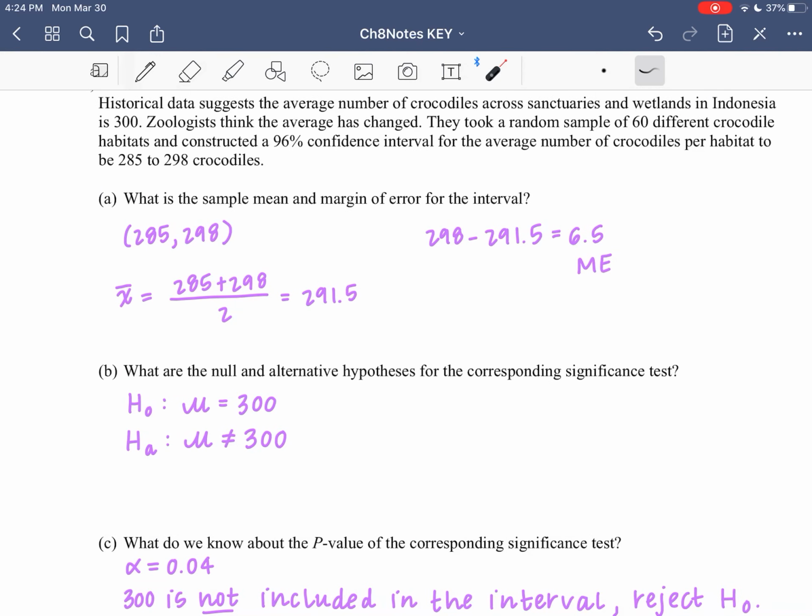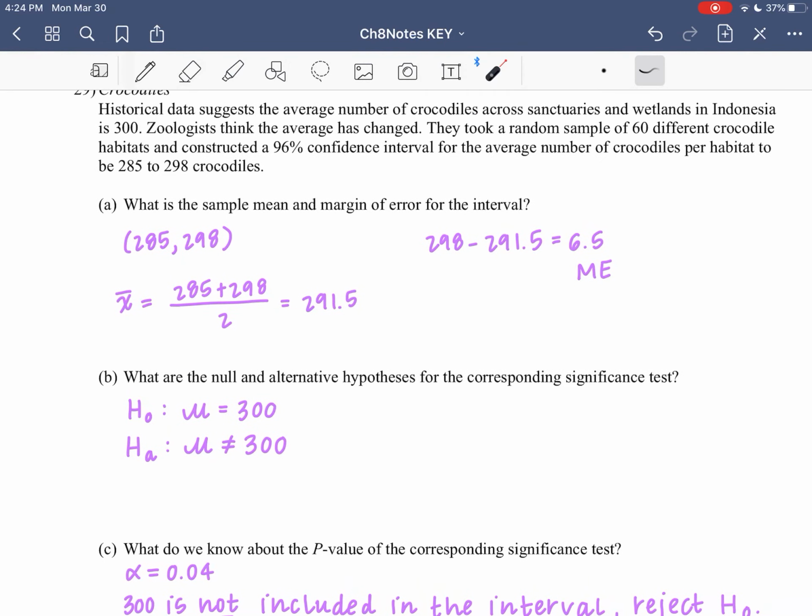So we talked a little bit about part B already. What are the null and alternative hypotheses for the corresponding significance test? If we're trying to write the hypotheses for a hypothesis test that corresponds to a 96% confidence interval, we want to first make sure that it's a two-sided test. So there's our two-sidedness.